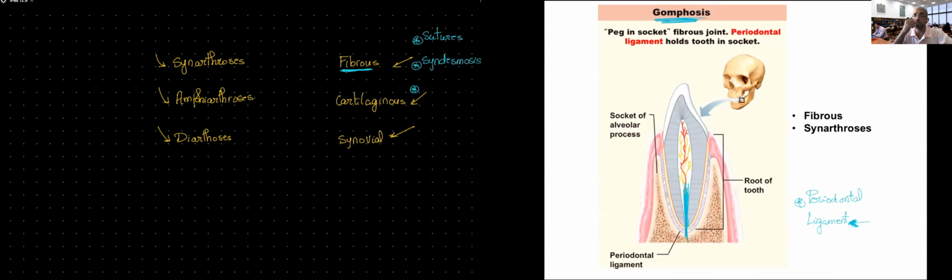Gomphosis is the joint between the teeth and the sockets of your mandible and or the sockets of the maxillary bone. So what would you classify the joint as? Fibrous, cartilaginous, or synovial? If you're attaching the bones with ligament, that special type of ligament called the periodontal ligament, it's going to be classified as a fibrous joint. So exactly, here we're looking at gomphosis.